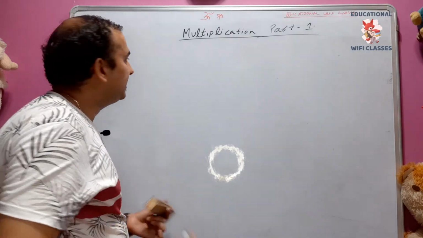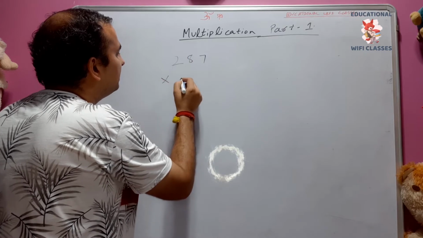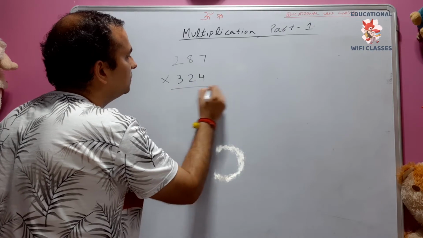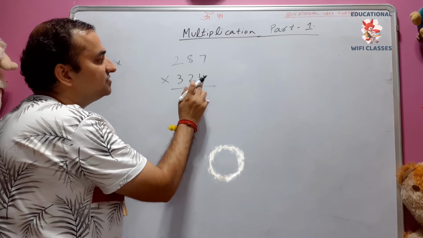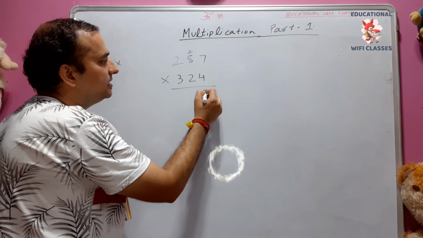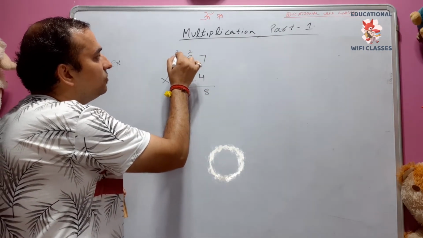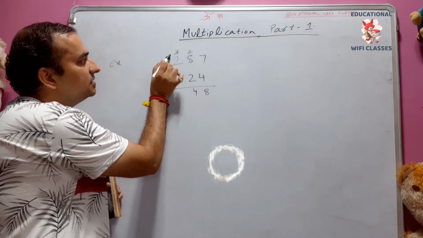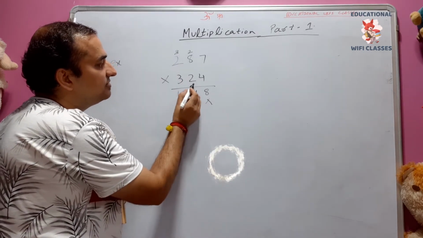Suppose we are going to multiply 287 by 324. Okay, so how are we going to multiply it? 4 sevens are 28. First we will use the units place to multiply all these three numbers. 4 sevens are 28, 2 carried, 8 comes down. 4 eights are 32, 32 plus 2 is equal to 34. So 3 carries and 4 comes down. 4 twos are 8, 8 plus 3 is equal to 11. Then we make a cross here because we will use the tens place.